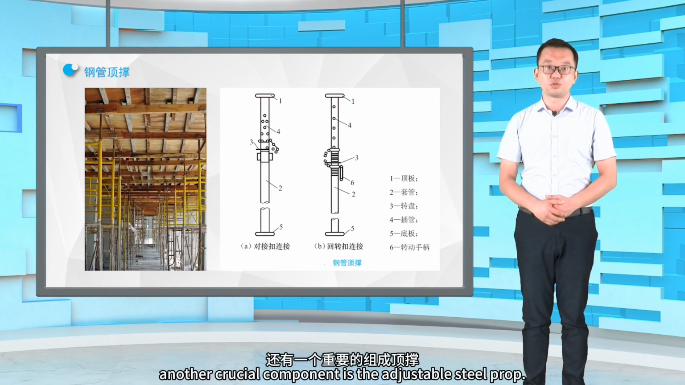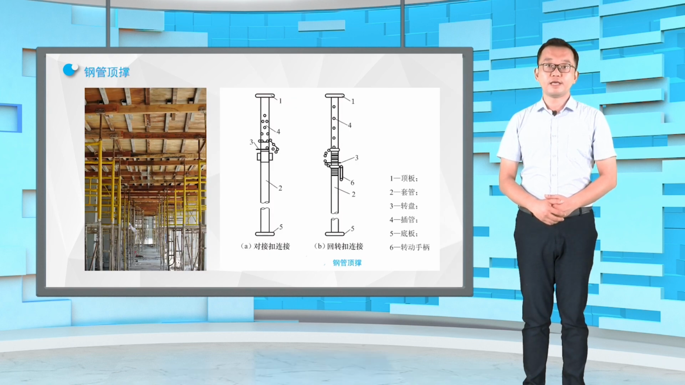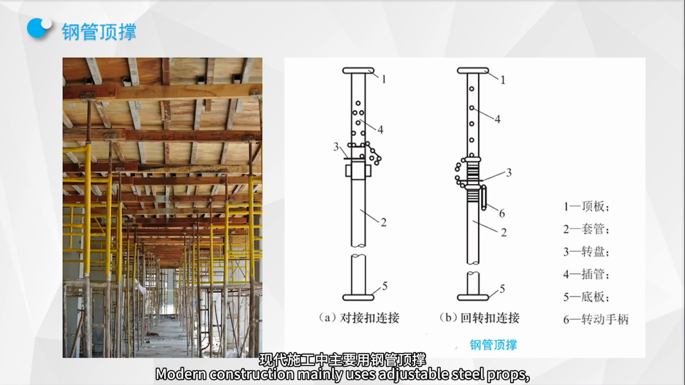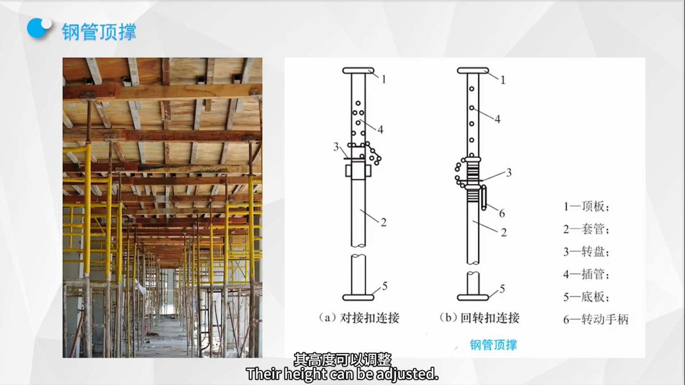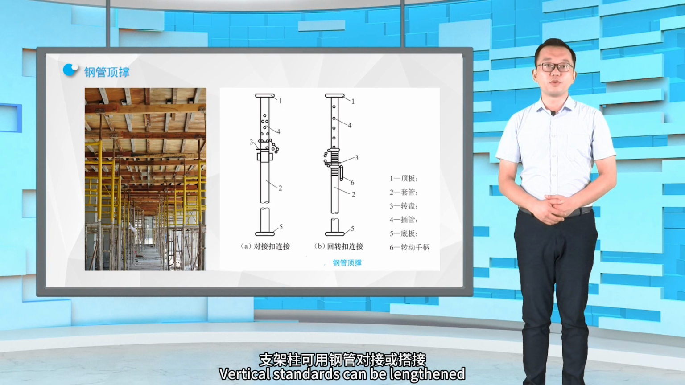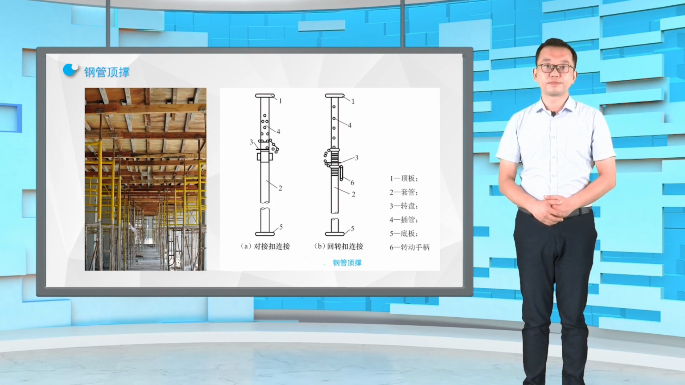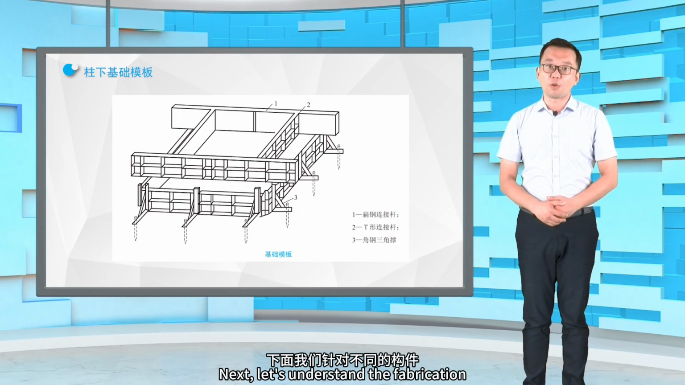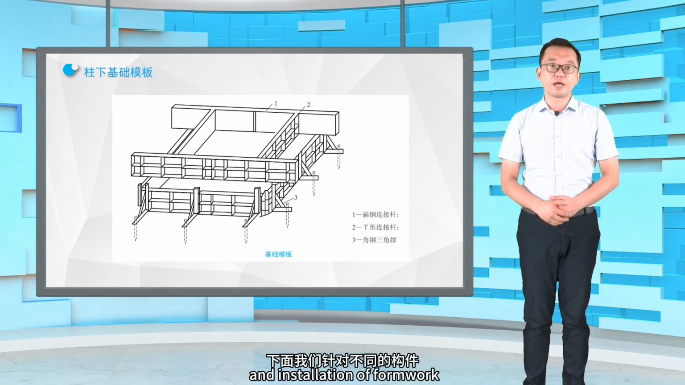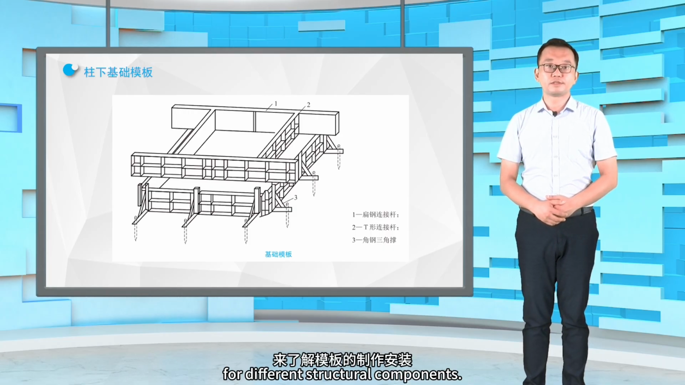Another crucial component is the adjustable steel prop. Modern construction mainly uses adjustable steel props, consisting of an outer tube and an inner tube. Their height can be adjusted. Steel tube scaffolding is composed of steel tubes and couplers. Vertical standards can be lengthened by butt jointing or lap jointing steel tubes. Next, let's understand the fabrication and installation of formwork for different structural components.